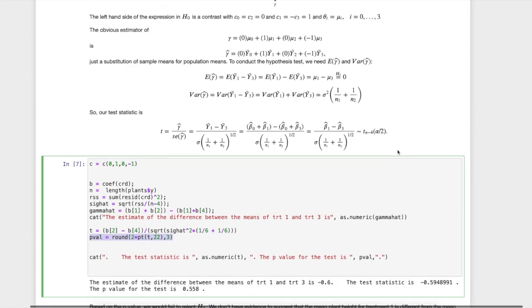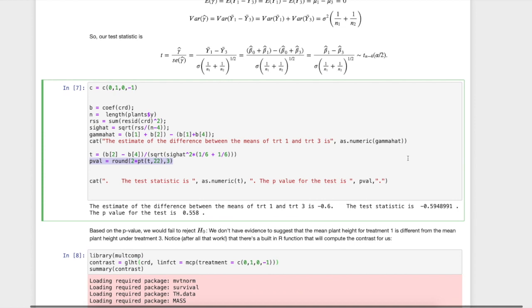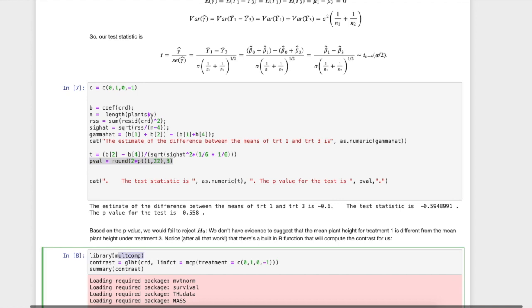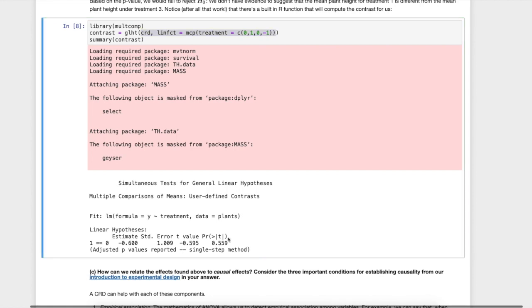All right, so the last thing that I wanted to mention was that, well, after all that work, there is a built-in R function that would do this for you. It's in the multcomp library, so you'd have to download that library, load the library, and then this glht function will allow you to perform the same test with a contrast from above. So the summary gives you this table down here, and this table gives you the estimate that we just found. It tells you the standard error explicitly, the t-value, and the p-value.